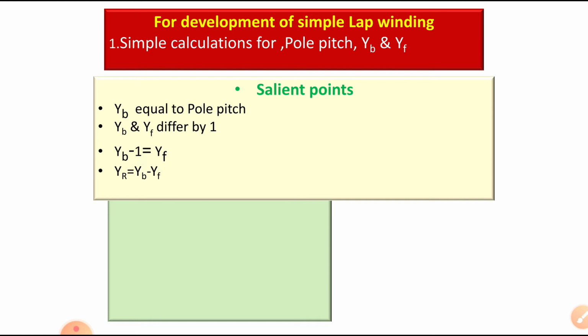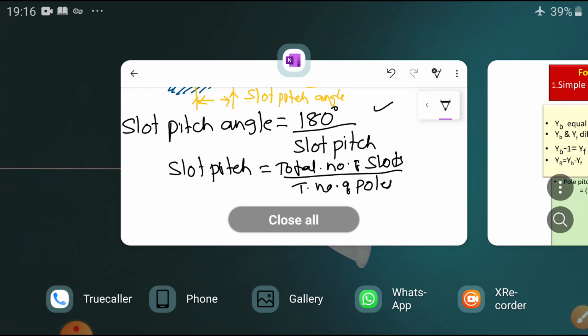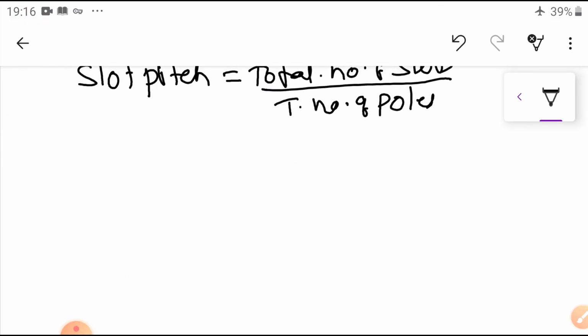Now based on these salient points, let us do our problem. Based on this question, we are going to calculate. So what is the pole pitch? Pole pitch is the total number of conductors divided by P. Here we are given 24 divided by how many poles? 4 poles. Okay, we will do it this way. First you calculate the pole pitch. You are given the slots.